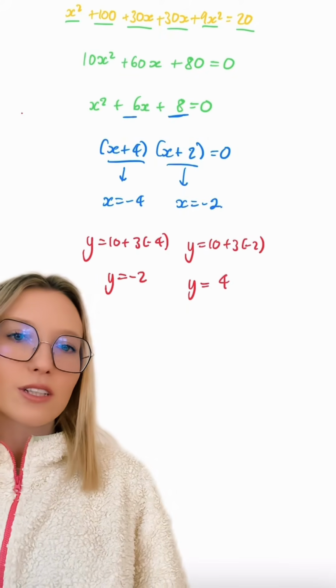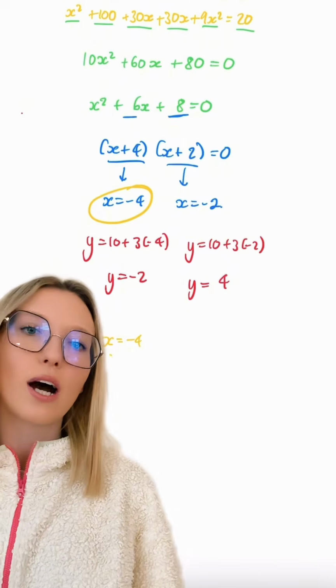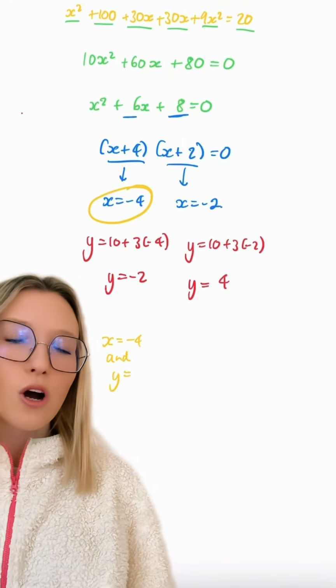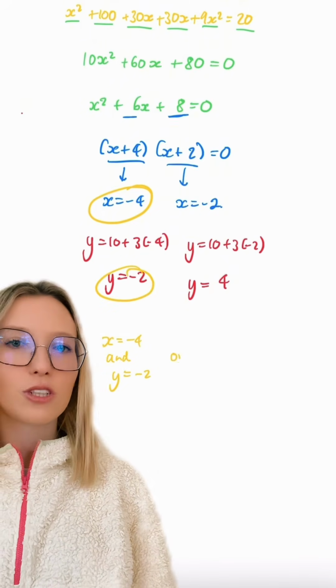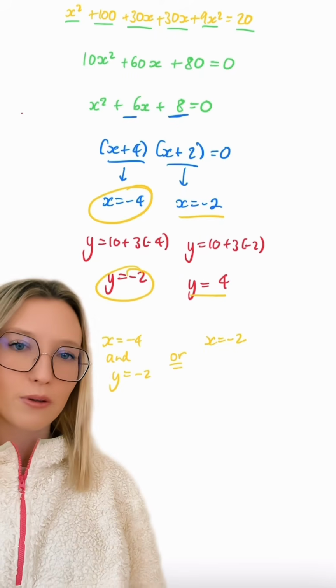So the two solutions then that we're going to have is either x equals minus 4 and y equals minus 2, or we could have the other solution set, which is going to be x equaling minus 2 and y equaling positive 4.